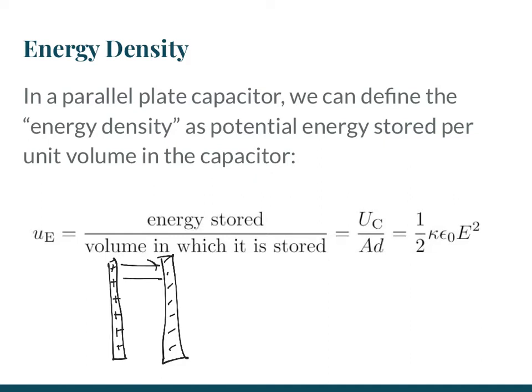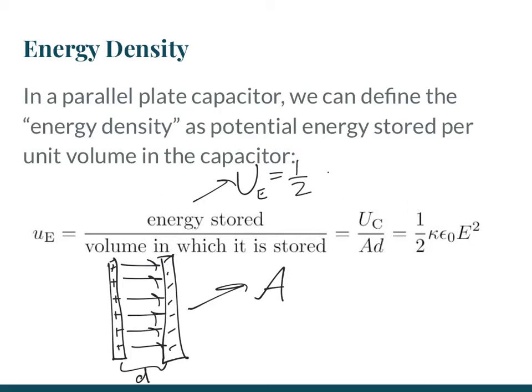You've got a field permeating this whole space inside the capacitor. And these plates have an area and they're separated by some distance d. So the energy stored in this electric field, given by the previous equation, U of the field equals 1/2 times capacitance times delta V squared, gets divided by the volume in which the field is stored. The volume the field is stored in is the volume inside the capacitor, which is simply the area times the distance.